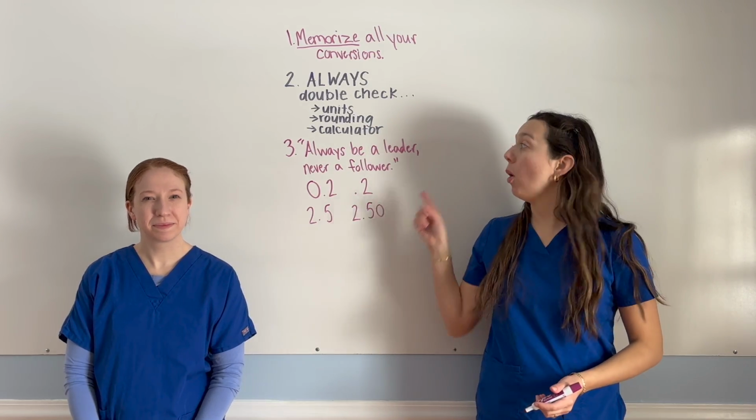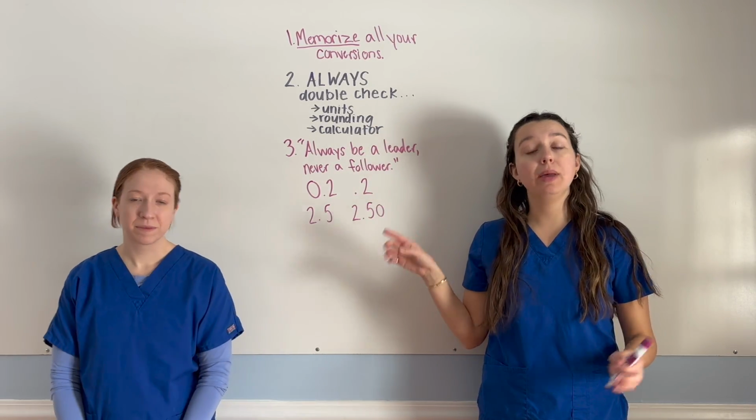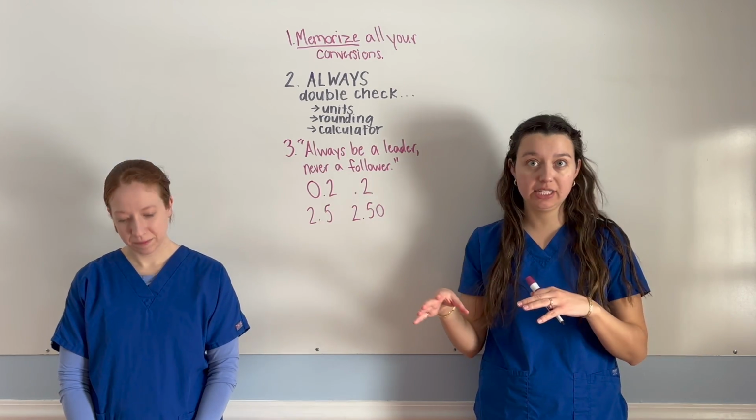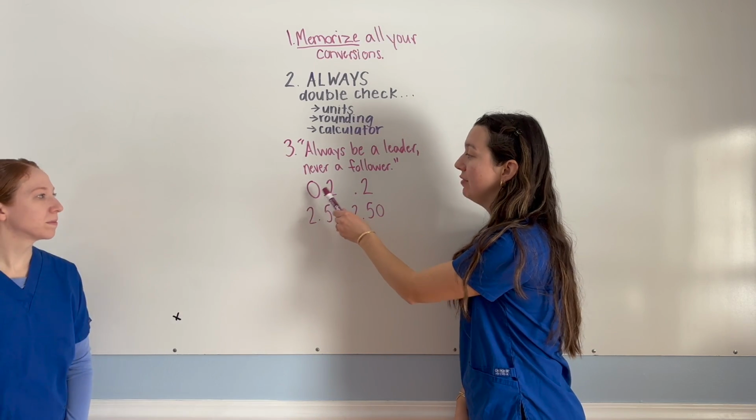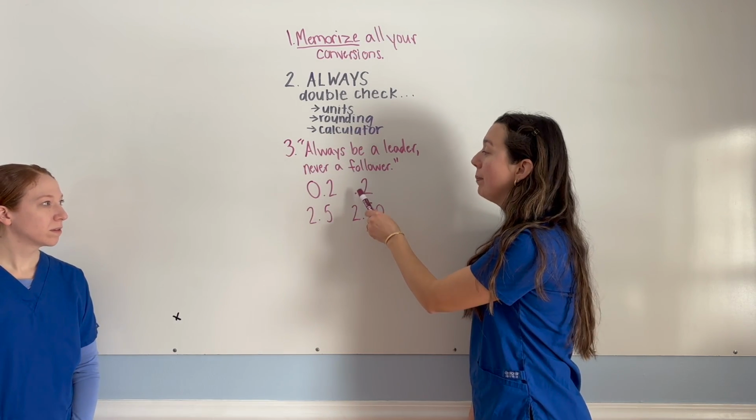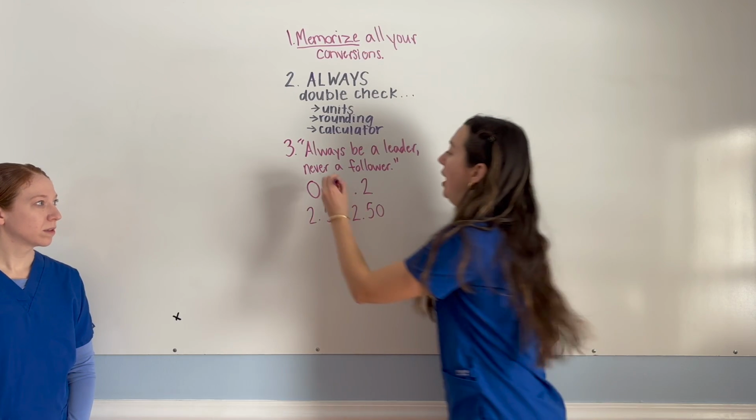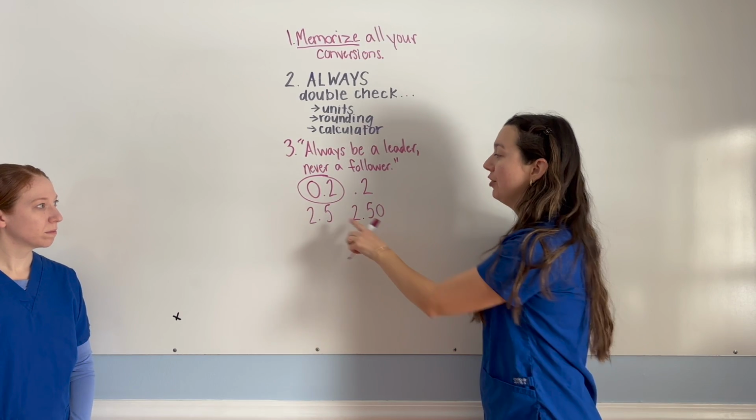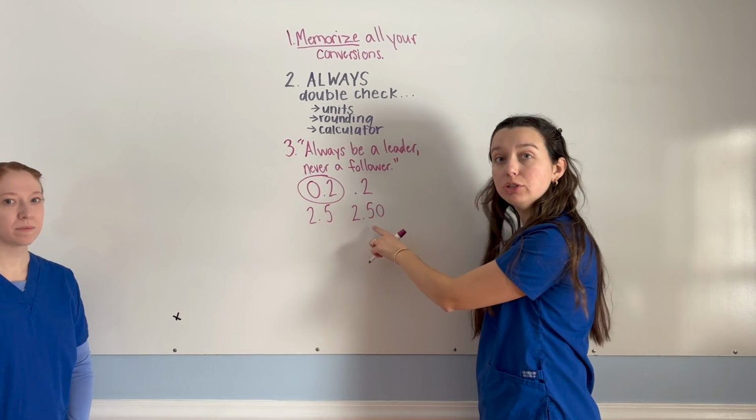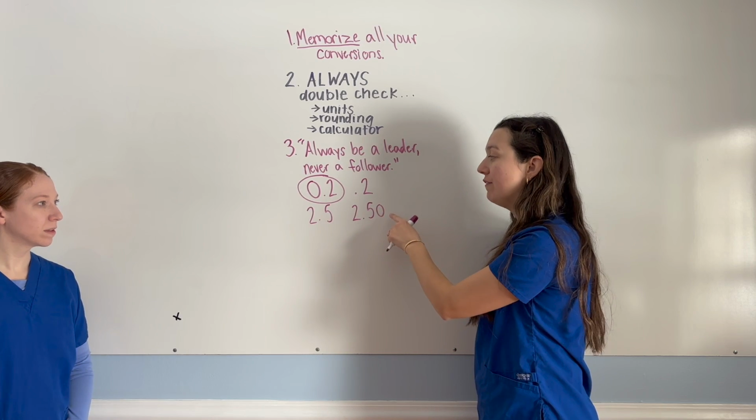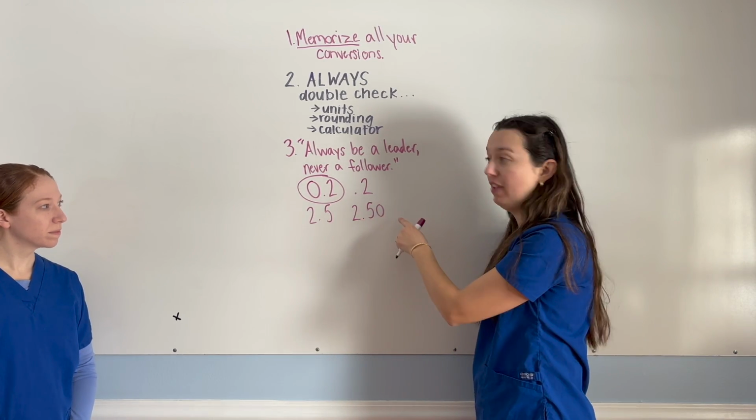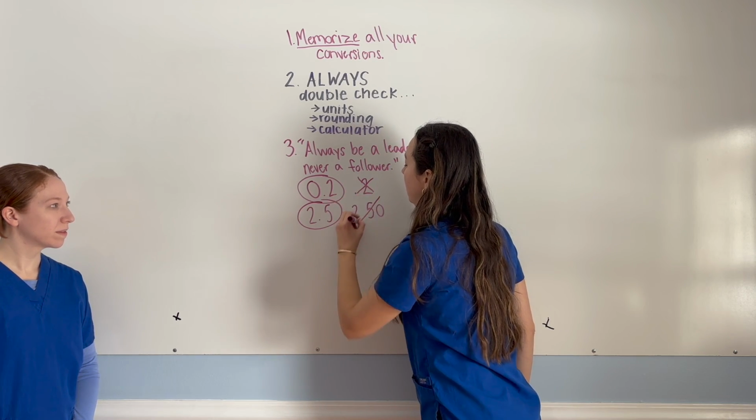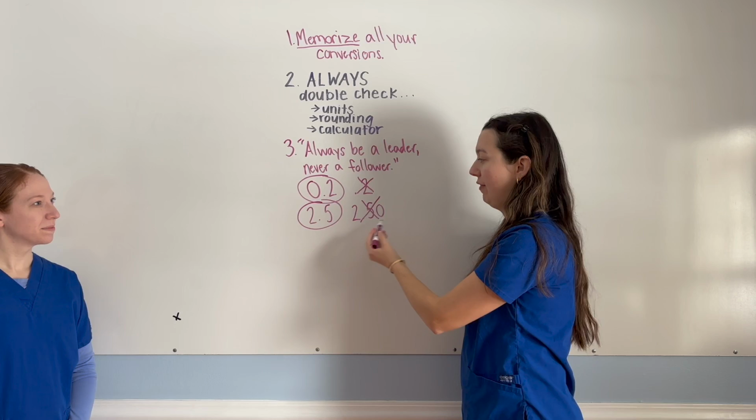So for your third tip, always be a leader, never a follower. That means when you're putting zeros in your answers, you want to have leading zeros but not trailing zeros. So in this example, when we have 0.2, if you just write .2, it can look like a 2. So we want to have this answer here, 0.2, being a leader. And then for this example, 2.5 or 2.50, if you have that following zero, it looks like 250. So we want this answer and neither of these. So always have a leading zero, never a following zero.